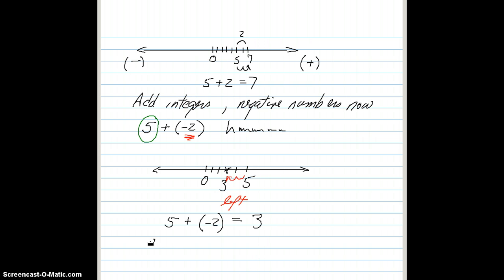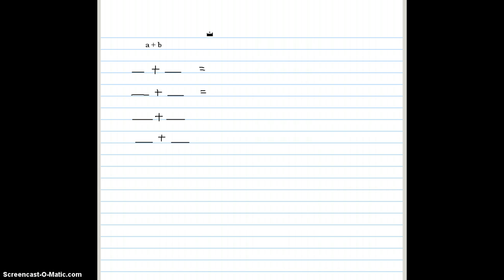If I start out with 5 cats and I give 2 away, right, then I end up with 3 cats. Let's take a look at this with some simple examples.